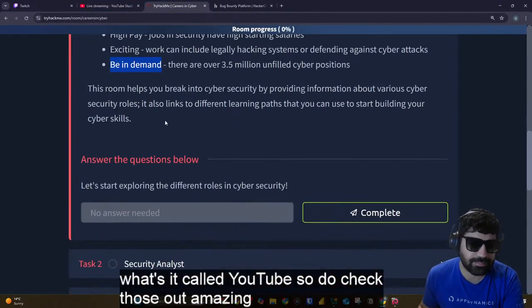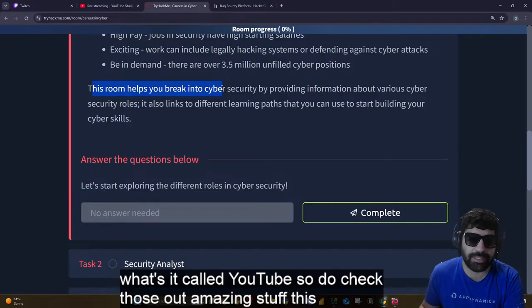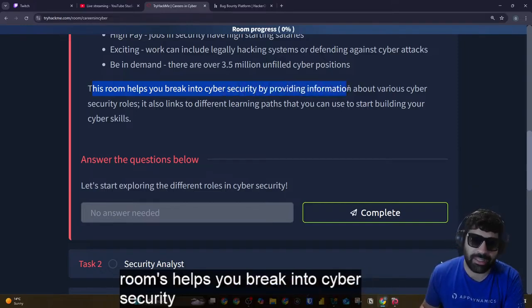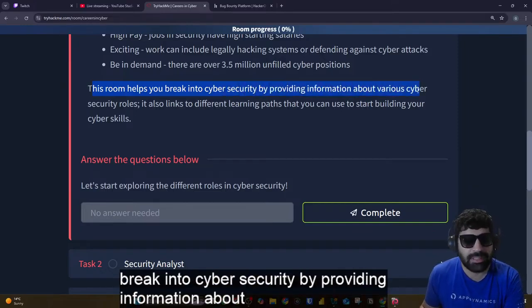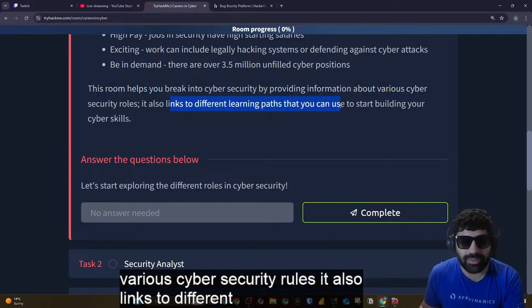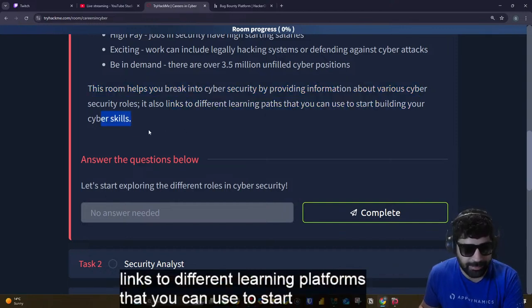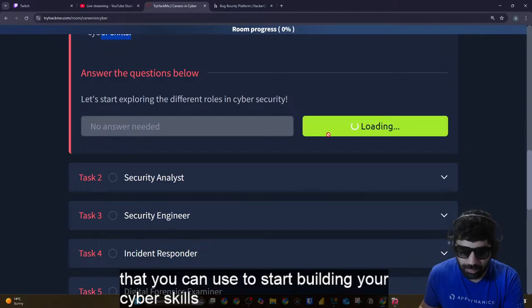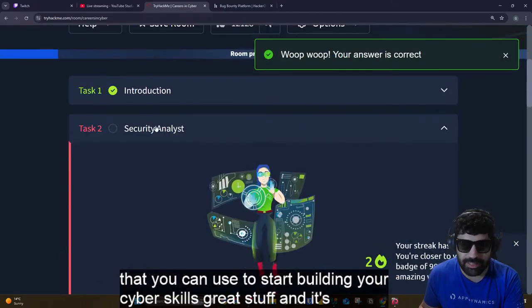Amazing stuff. This room helps you break into cybersecurity by providing information about various cybersecurity roles. It also links to different learning platforms that you can use to start building your cyber skills. Great stuff, and it's a really beautiful website.